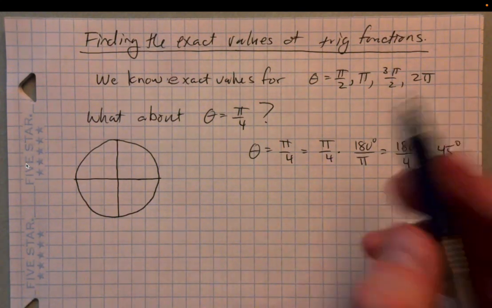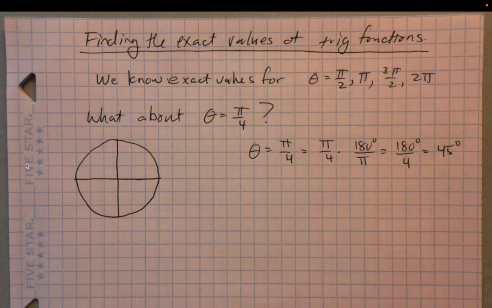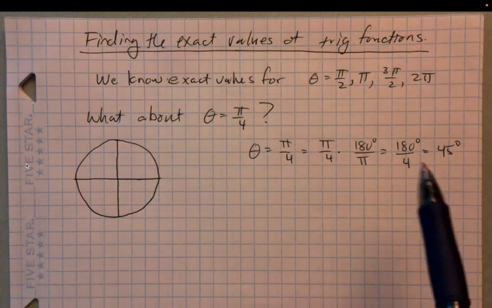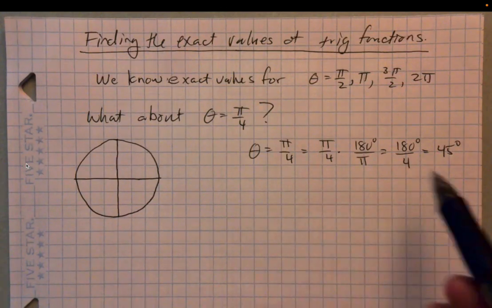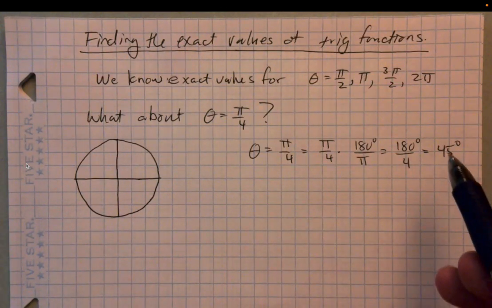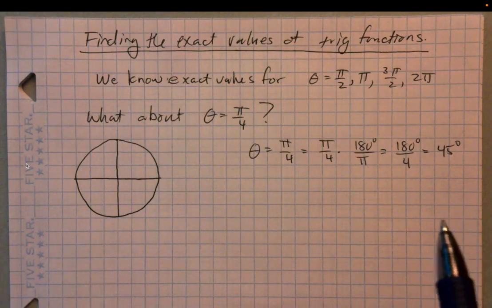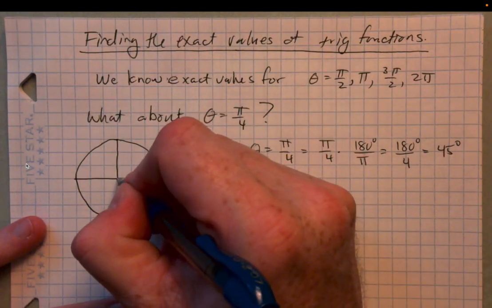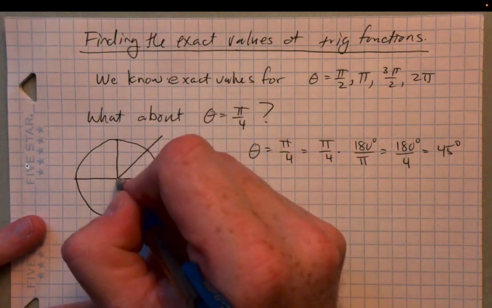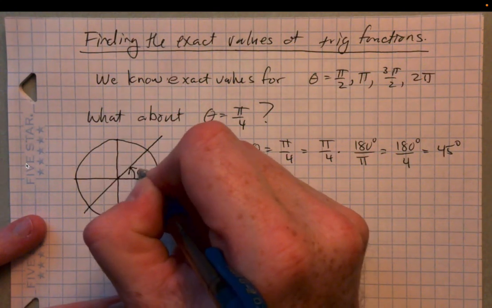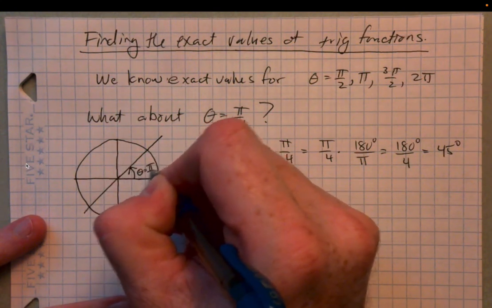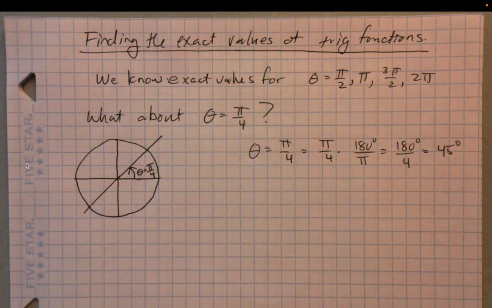Again, I want you guys to start thinking about angles in terms of radians, but if we're still working our way towards that, it's totally fine to convert things to degrees to get a sense for it. What that basically means is the angle that we're interested in is this one. It's a 45 degree angle, and it's pi over 4.